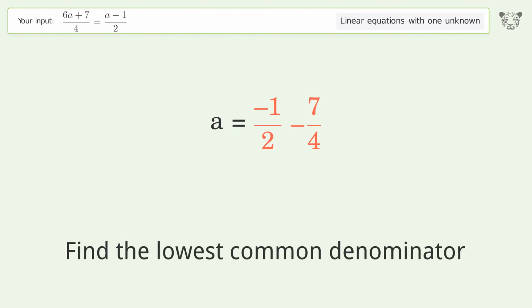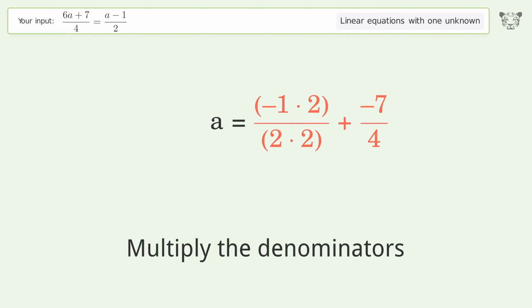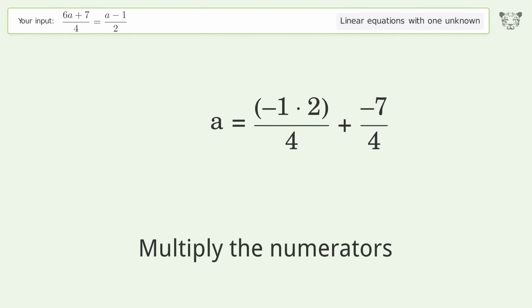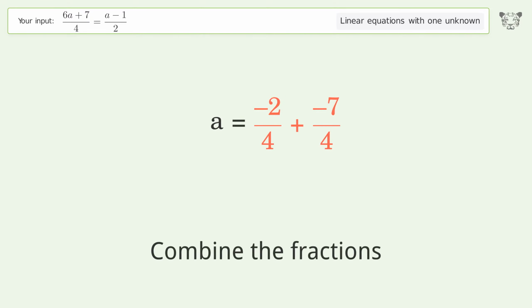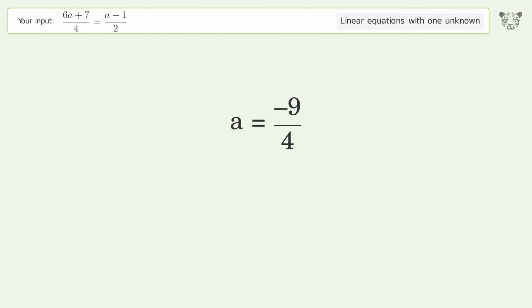Find the lowest common denominator. Multiply the denominators. Multiply the numerators. Combine the fractions. Combine the numerators. And so the final result is a equals -9/4.